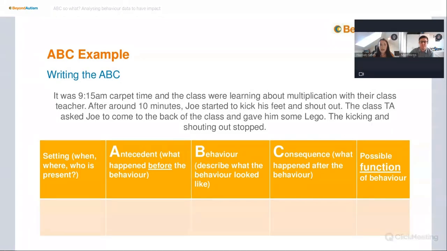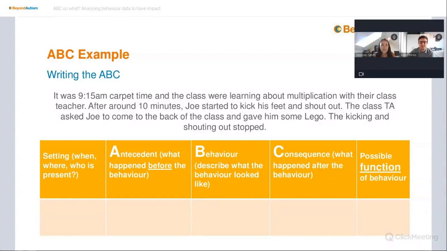So what we're going to do now is Matt and I will do an activity together to look at an example of a behaviour occurring and pull that information into each of the areas of the ABC form. I'll read out the example and then we'll start to piece the bits together.